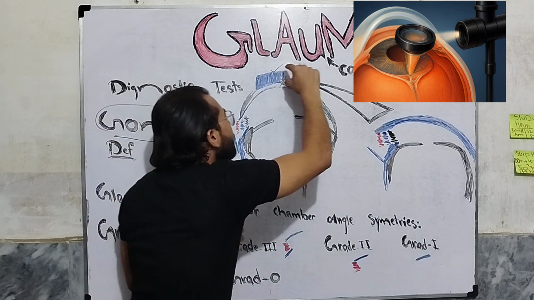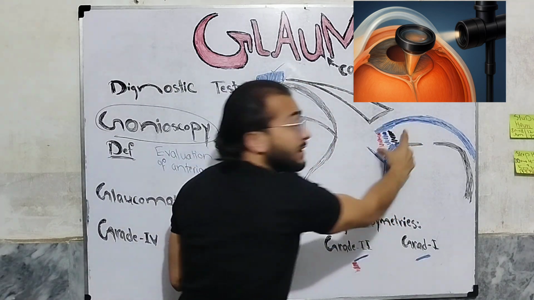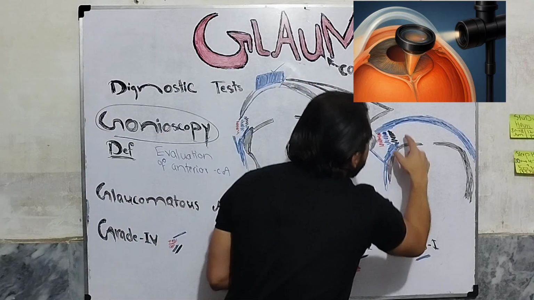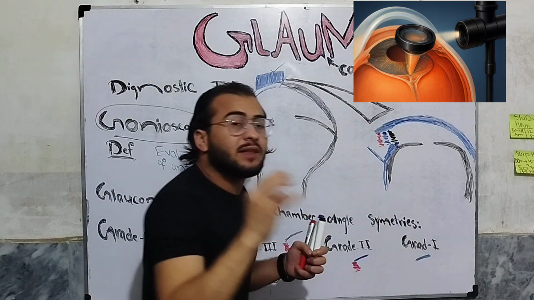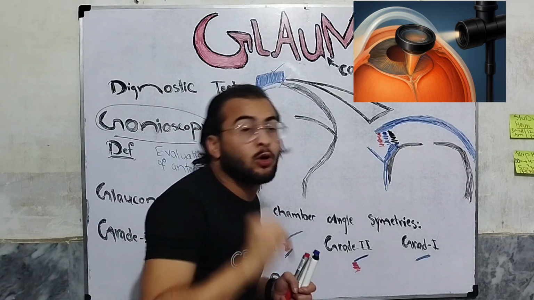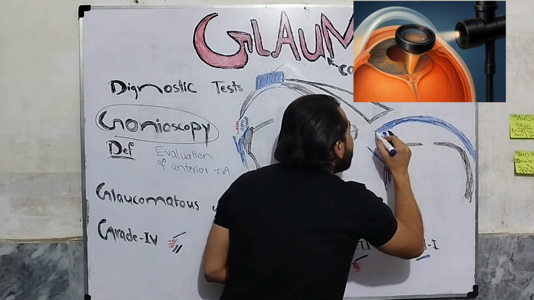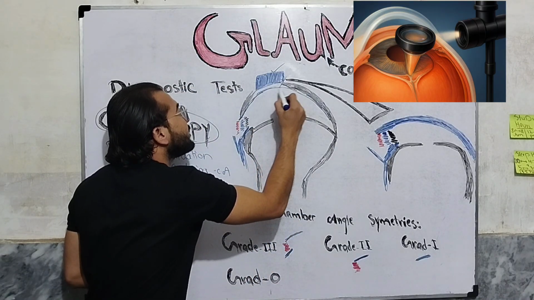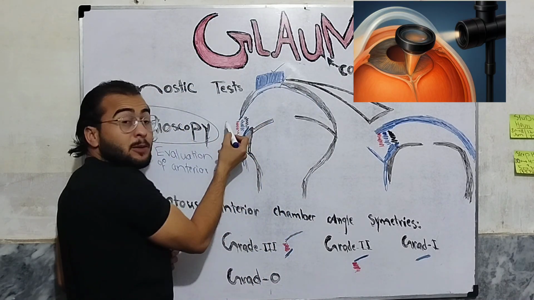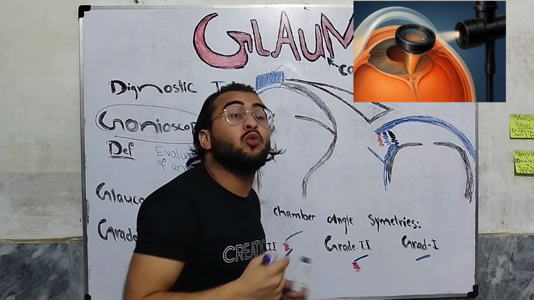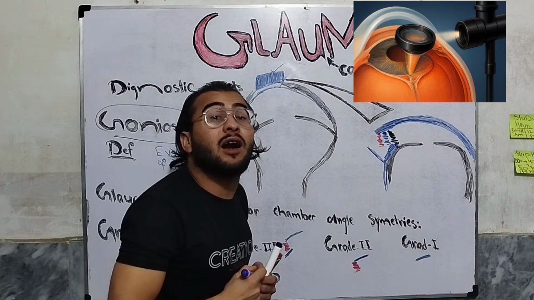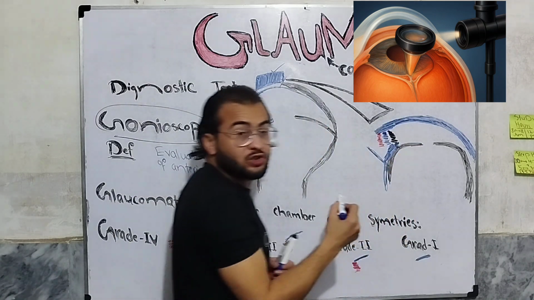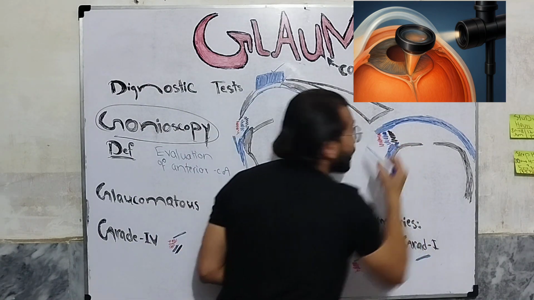If we zoom in on this interior chamber angle with the help of this gonio lens, the interior chamber angle is made up of four structures. The first one is the Schwalbe's line. We know that when the Descemet membrane ends at the periphery, it is visible as a prominent line called Schwalbe's line. We will move from the anterior to the posterior. The first structure is the Schwalbe's line.